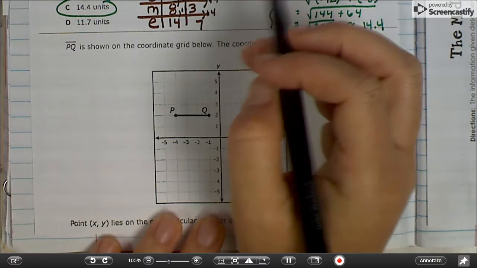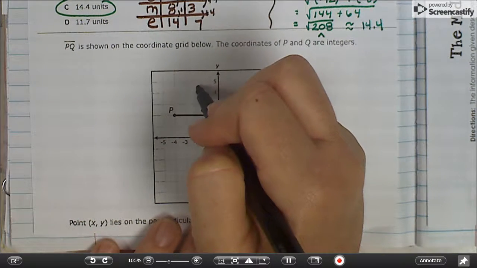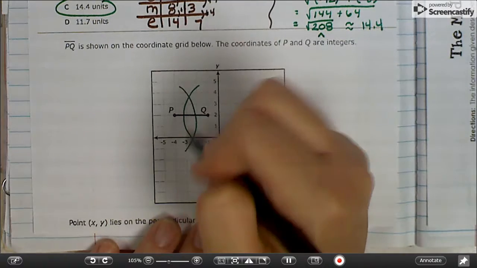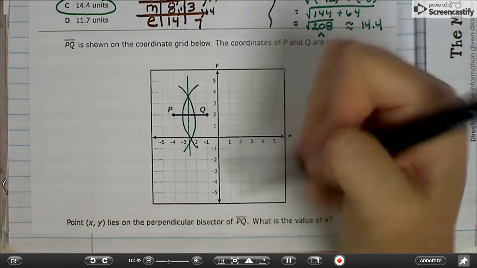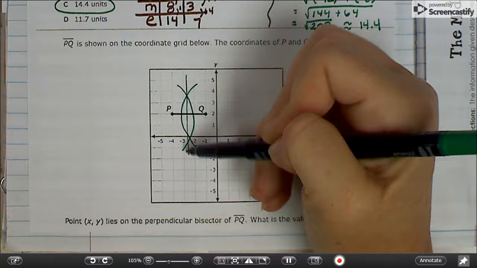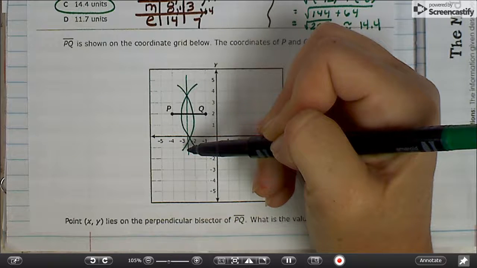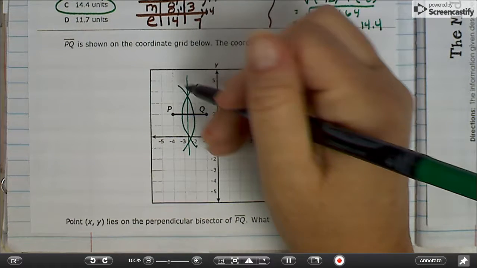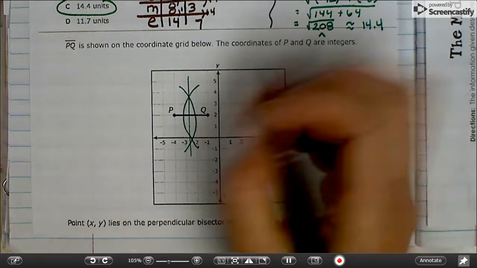So keep in mind the perpendicular bisector is the one that looks like this. I'm not going to use a compass, but it's the one where you go like that, and then draw your perpendicular bisector. So what the question is saying is that this bisects PQ, and we want to know the X value, not the whole coordinate, because there's a lot of points on there, but we want to know just the X value.